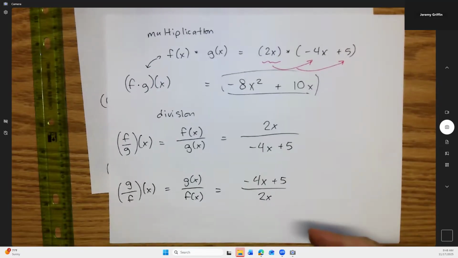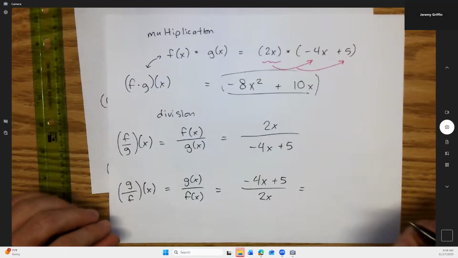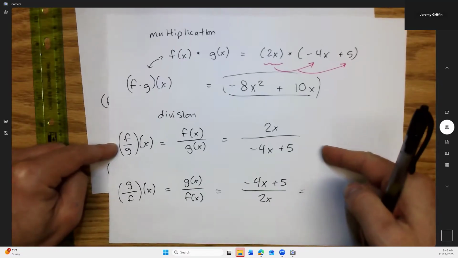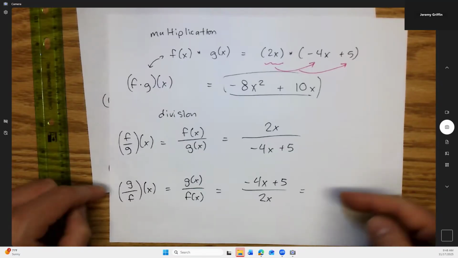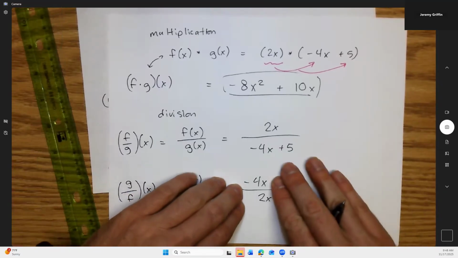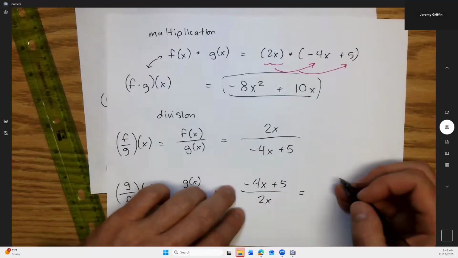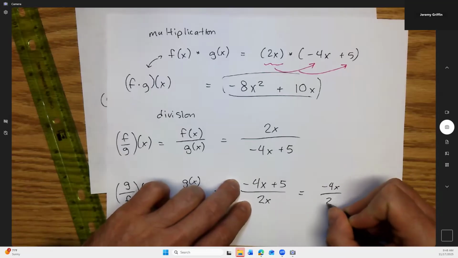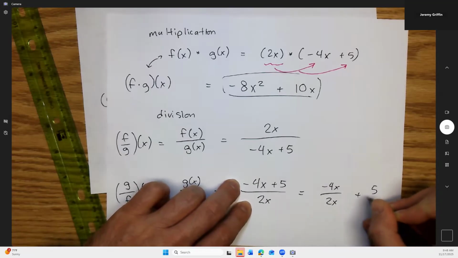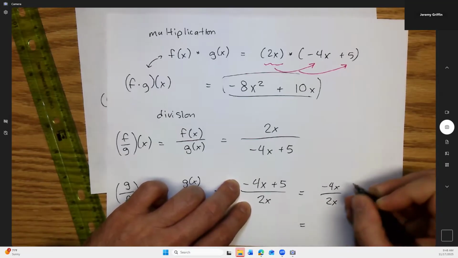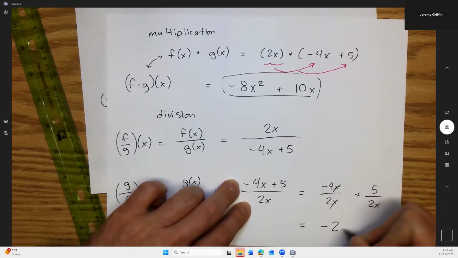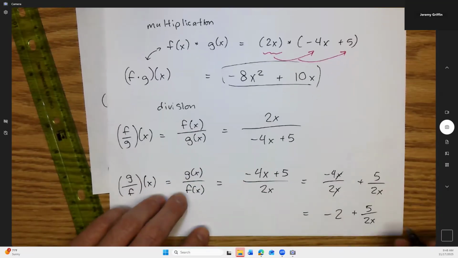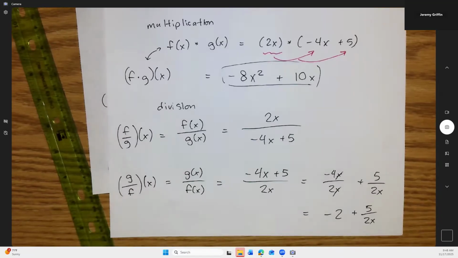Now, you could leave it like that. That should be fine. But you could also break this one into two separate fractions. You couldn't do that with f over g, but you can do that with this g over f. It's going to separate like this plus this. So it could be negative 4x on 2x, and then plus 5 on 2x, which could be negative 2 plus 5 on 2x. So that could also be that.